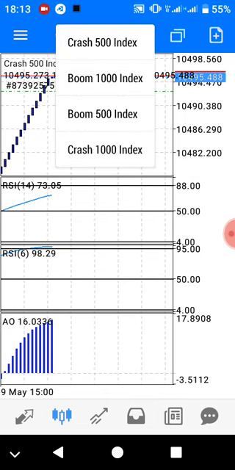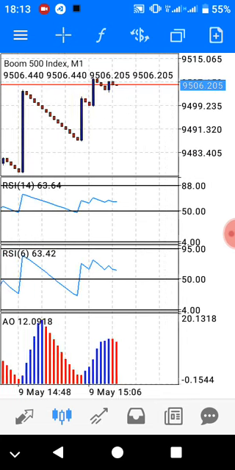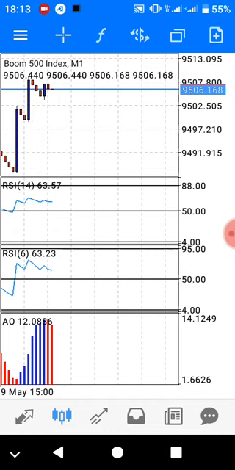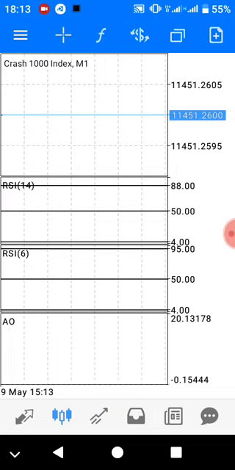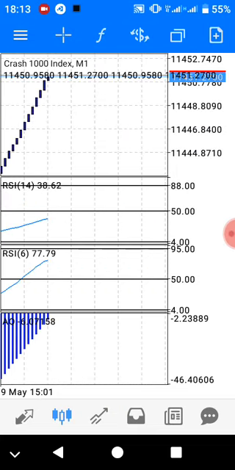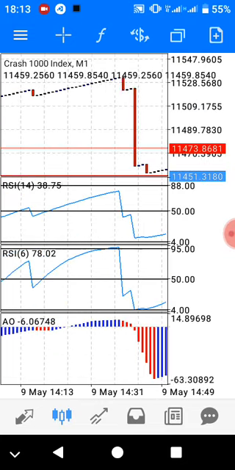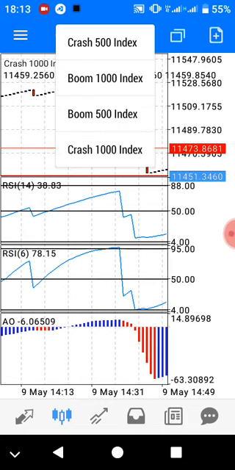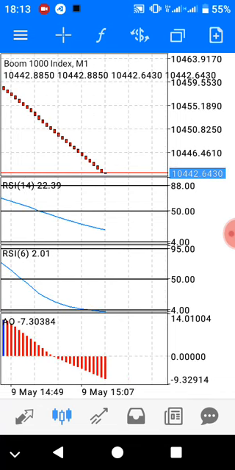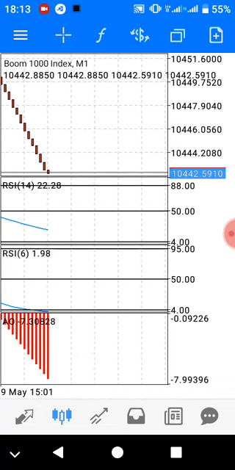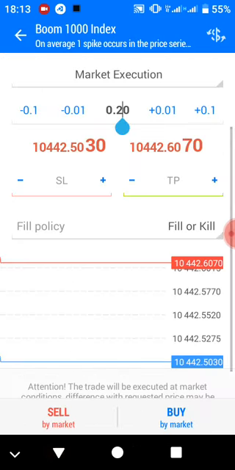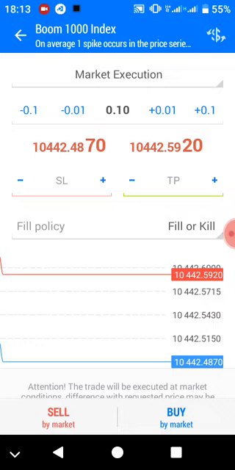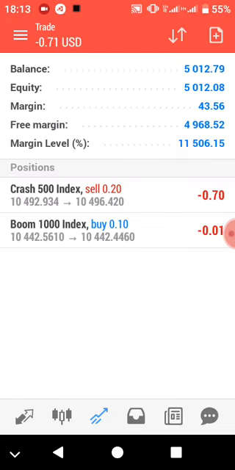So if we look at Boom 500, there is no opportunity for us to catch a spike on Boom 500. Crash 1000, there is no opportunity. Boom 1000, right? On Boom 1000, our RSI 6 is now at 1. So we place our buy order with a lower lot size.